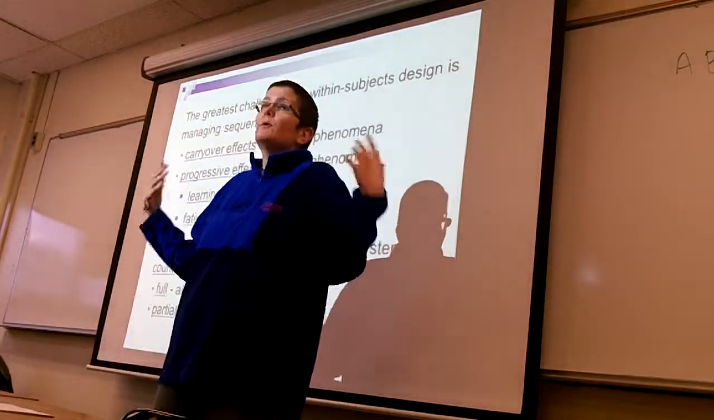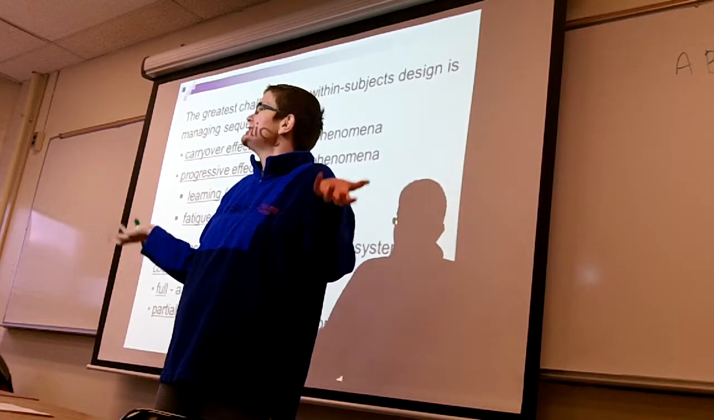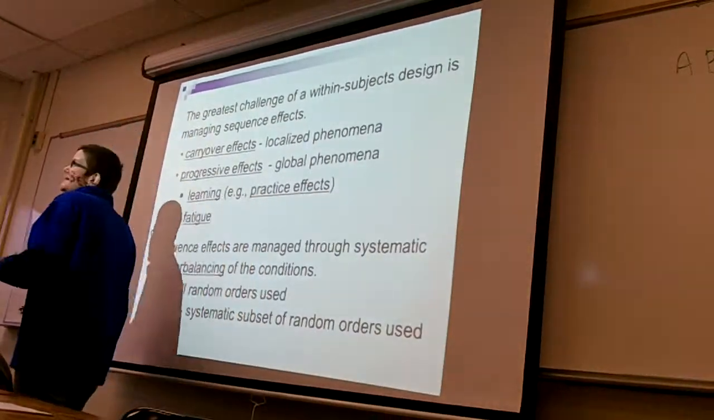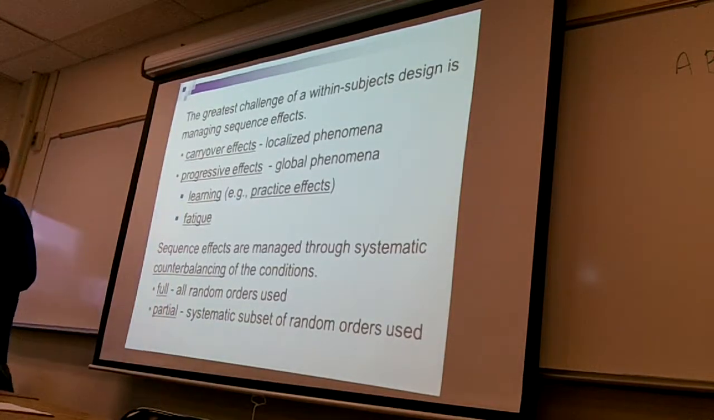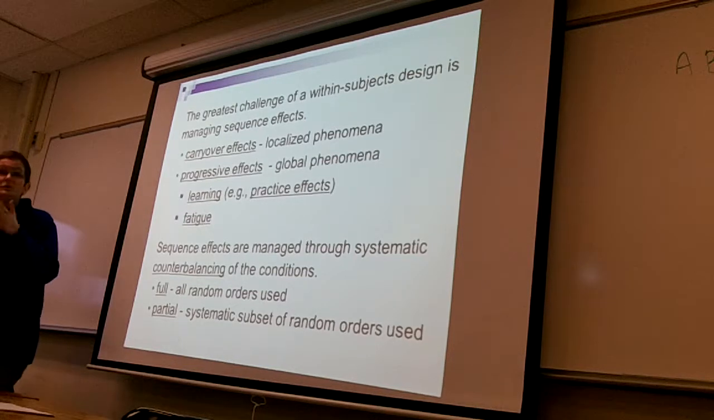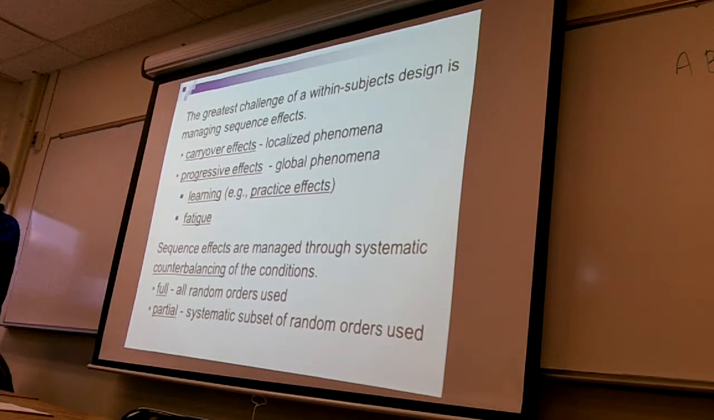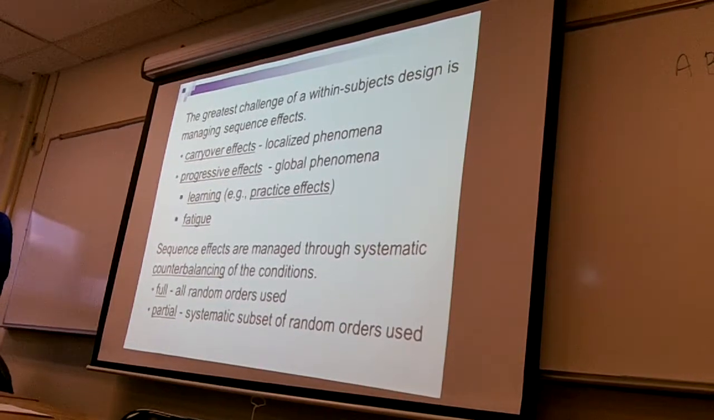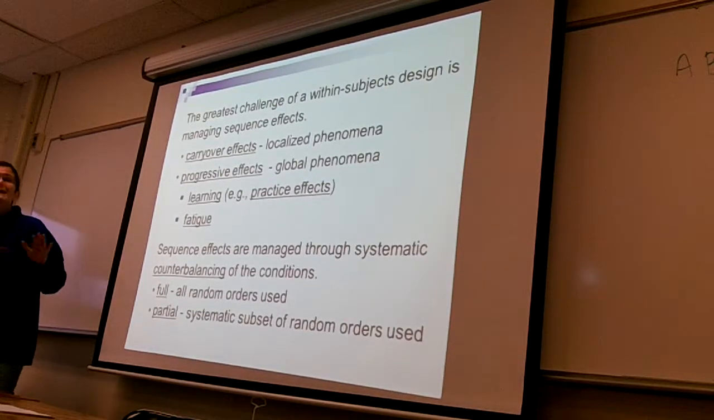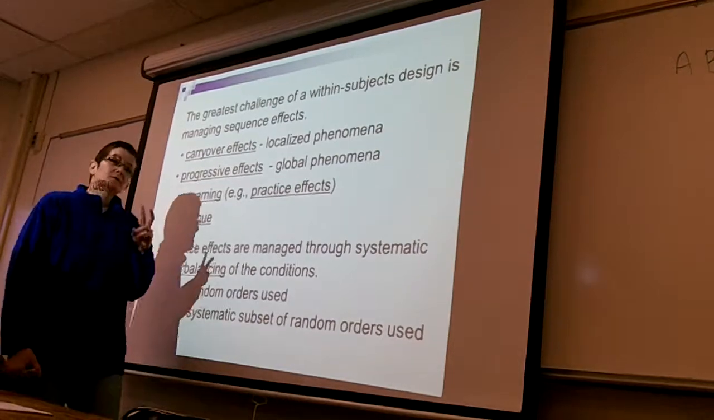And that way, if whatever happens first influences what happens next, well, you're mixing it up, right? So you get some good data and some bad data in every condition, and it kind of washes out. It doesn't really matter. And doing this, mixing up the order in which the subjects experience the conditions, is called counterbalancing.